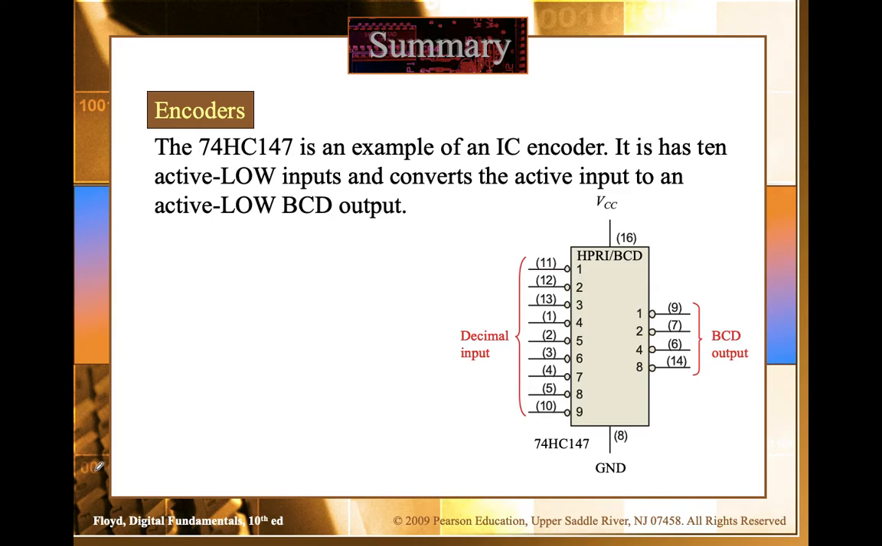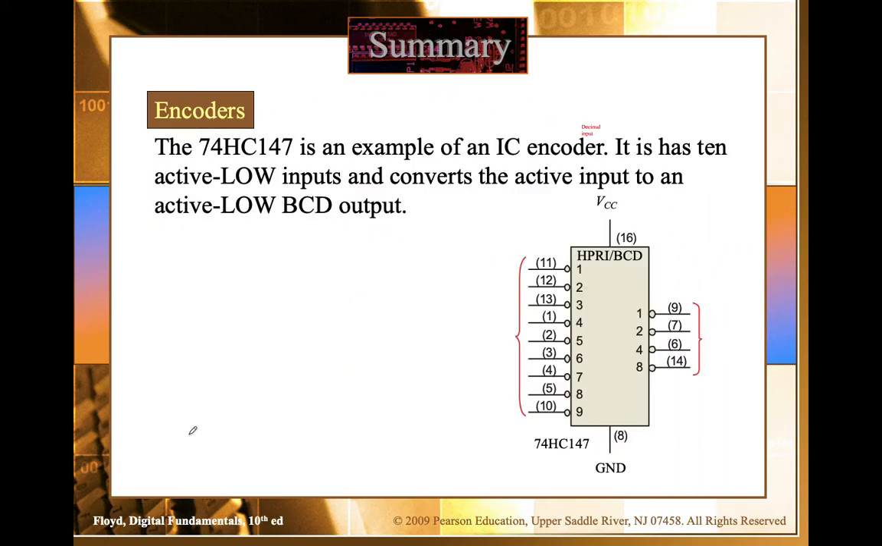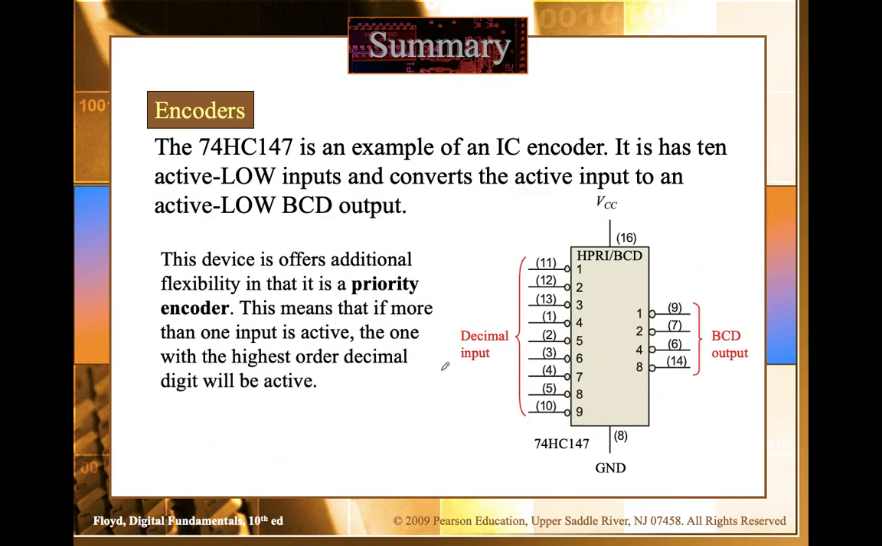Now, this is an IC74HC147. This is our encoder IC, because after the concept we always talk about the IC. It has 10 active low inputs and it converts the active input into an active low BCD output. It's the same thing we did here: decimal to BCD, 10 inputs, 4 outputs. But here they were active high, while in the IC they are active low.